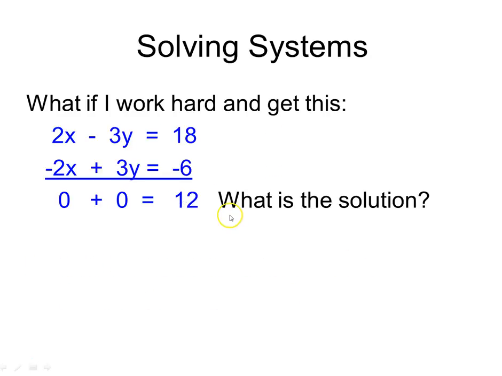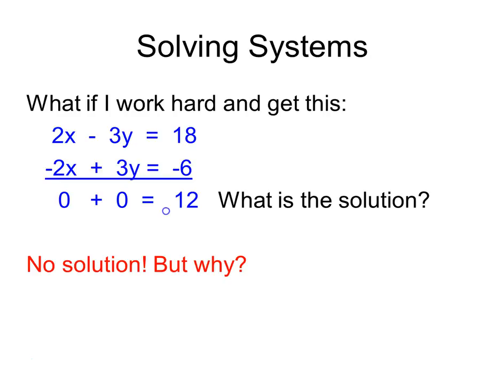Okay. What if I worked really hard, and I got 0 plus 0 equals 12? Well, that's just dumb, isn't it? What do you think? We've seen this before. You have seen this before. What do you make of getting 0 plus 0 equals 12? There's not any solution. Something's wrong. Something's really wrong. This is broken.